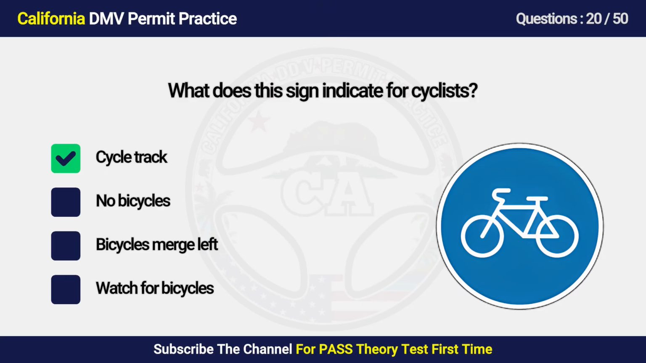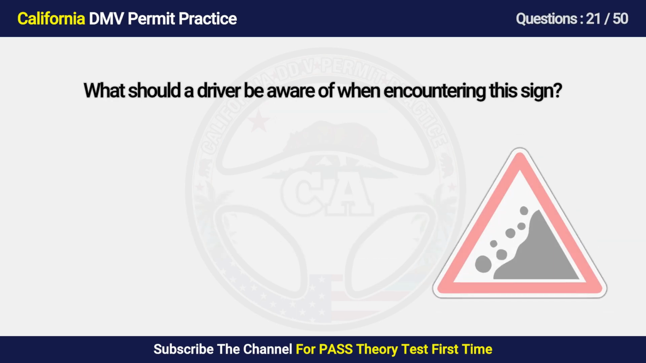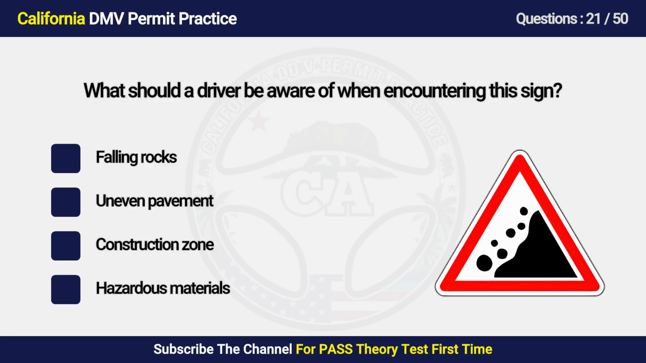Answer is A. Cycle track. This sign indicates a cycle track or bicycle lane. It designates an area exclusively or primarily for bicycle use, separating cyclists from motor vehicle traffic. Question 21. What should a driver be aware of when encountering this sign? A. Falling rocks. B. Uneven pavement. C. Construction zone. D. Hazardous materials.